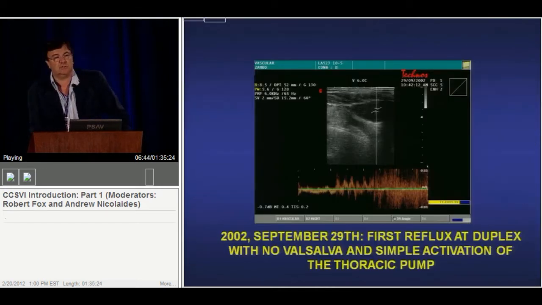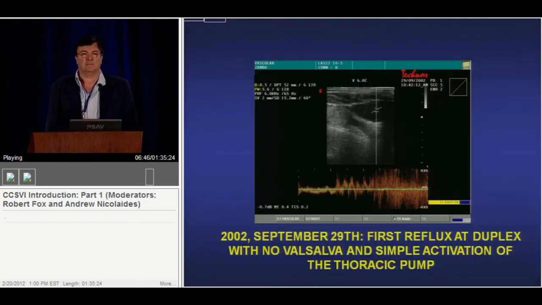In 2002, I tried to move out of the skull. Probably it was the first research looking at multiple sclerosis, trying to investigate the venous circulation out of the skull. And this is the first case of reflux that I found at the junction level of the jugular vein, with no Valsalva and simple activation of the thoracic pump, inviting the patient to breathe.